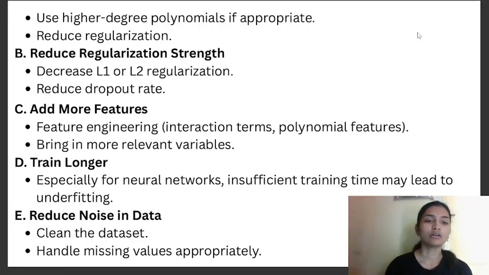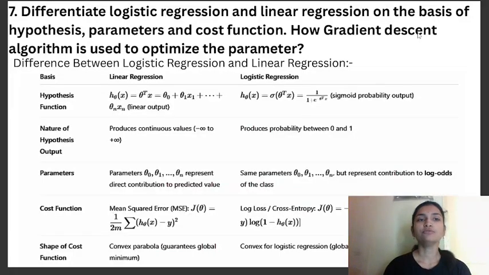Train longer, especially for neural networks. Insufficient training time may lead to underfitting. Reduce noise in data. Clean the dataset. If we clean the dataset, then obviously the noise will automatically reduce. Handle missing values appropriately. Now we will discuss the seventh question.